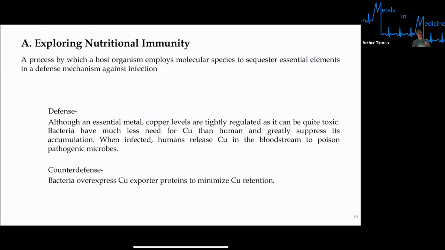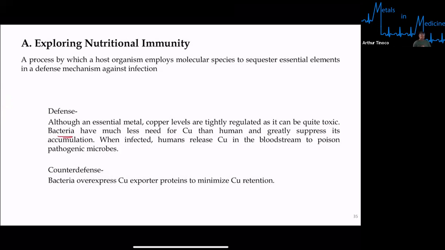All right, so then this is another form of nutritional immunity where you have the process of a host organism employing molecular species to release essential metals as defense mechanisms against infection. So as an example, and one of the major representations of this is copper itself. So copper is a super important metal, but many different organisms have a really high respect for it because it's something that can easily turn toxic. And so there is quite a bit of sensitive regulation, especially in humans and bacteria, which have less of a dependence on copper than humans do.